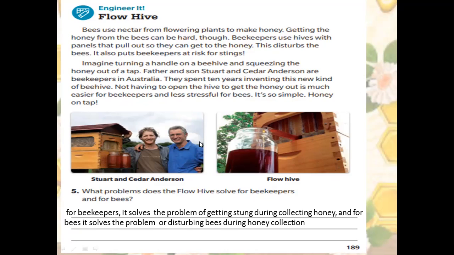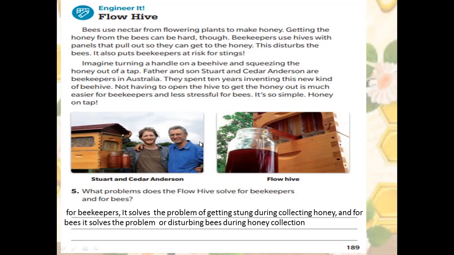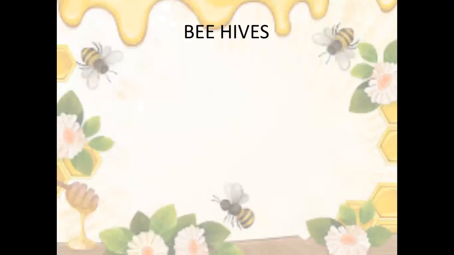Question number 5: What problem does the flow hive solve for beekeepers and for bees? Exactly. For beekeepers, it solves the problem of getting stung during collecting honey, and for bees, it solves the problem of disturbing bees during honey collection or even killing the bees during the honey collection.